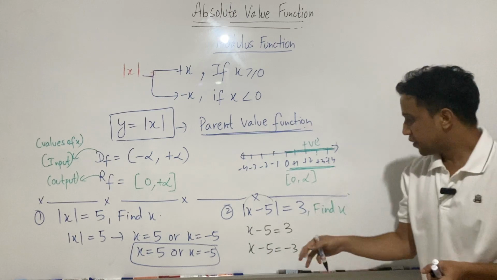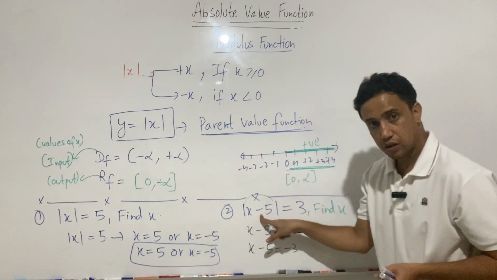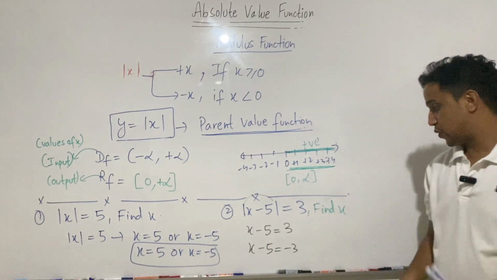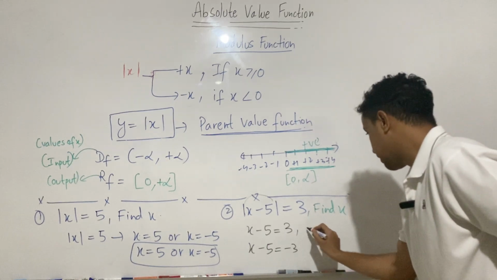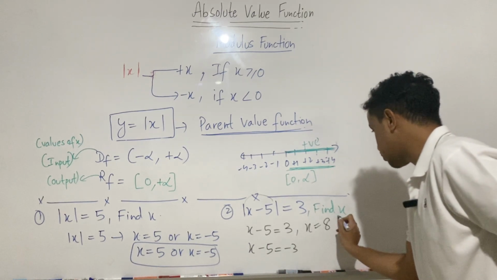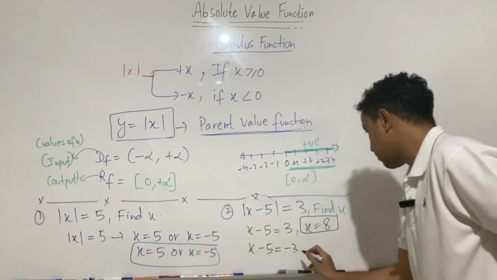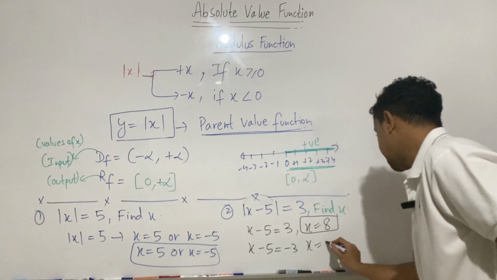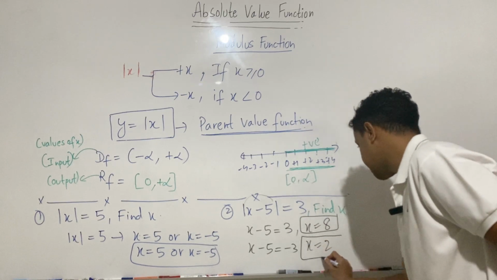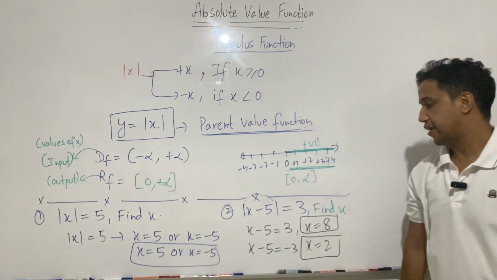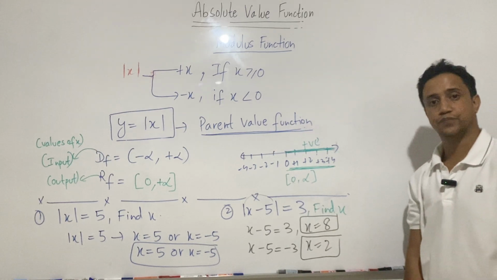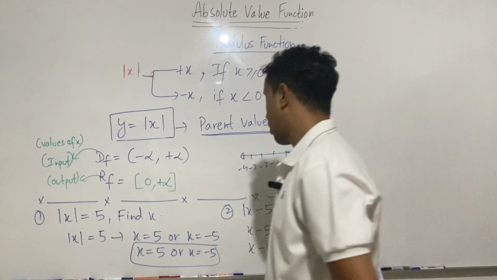So the input would be 3 or minus 3. From here the value of x is going to be 8, and from here the value of x is going to be 2, positive. I hope it made sense to you, right?